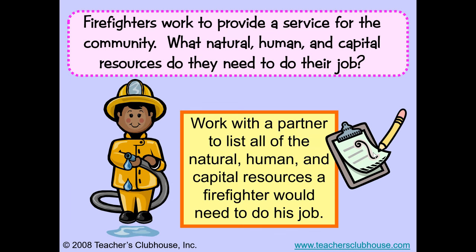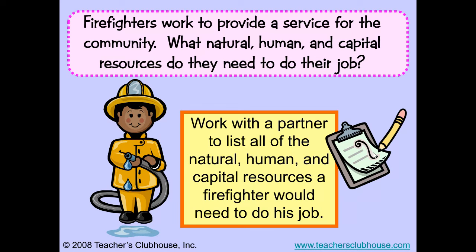So I hope you had your list made. Natural resources that a firefighter might use would include water to put out the fire. A human resource would be the firefighter himself, and a capital resource, something that was made for him to use, would be possibly his suit or the hose or his fire truck. So you can see how natural, human, and capital resources all work together to help a firefighter do his job.